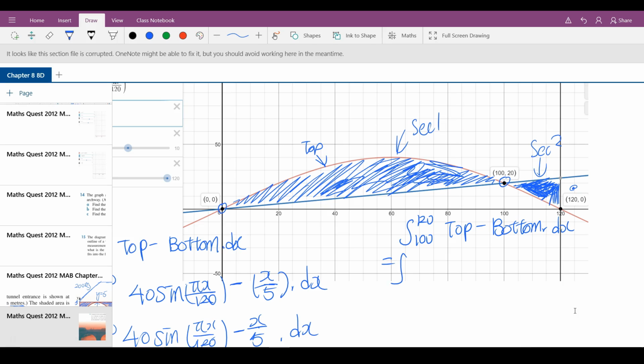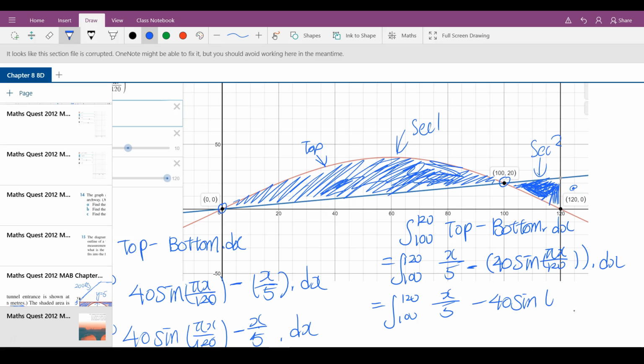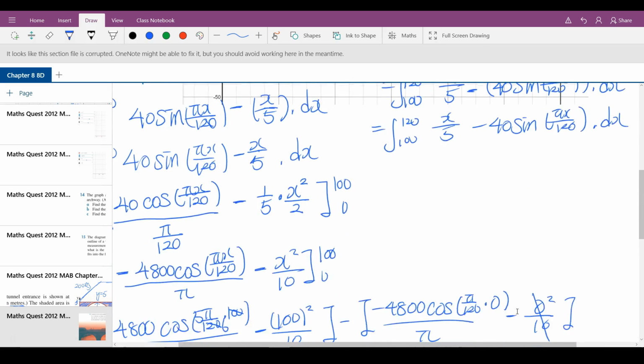Now this time is change. The top function, I think, would be the x over 5 minus whatever the sine function is, which is 40 sine pi x over 120. Integrate with respect to x. All right, let's expand the bracket. Minus 40 sine pi x over 120. All right, anything we can simplify? Nope. All right, let's do it.